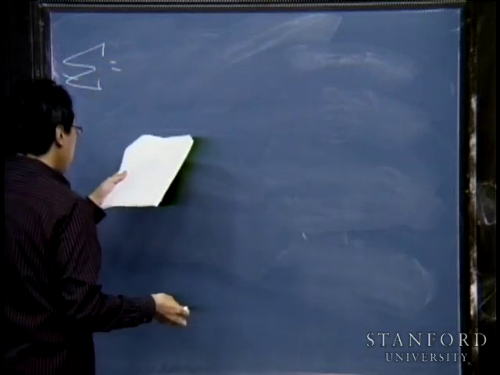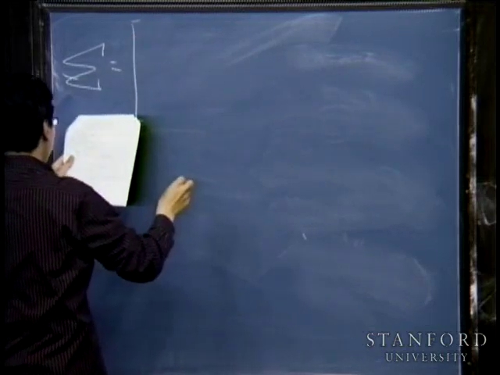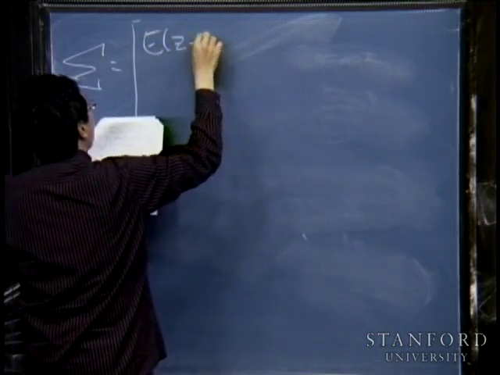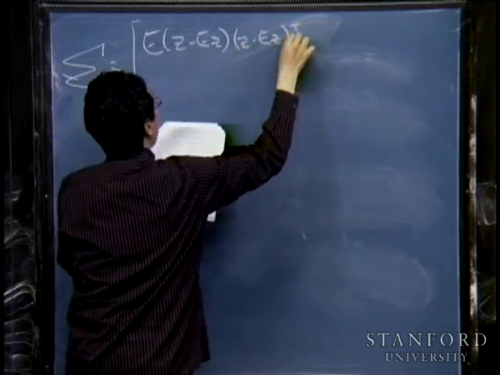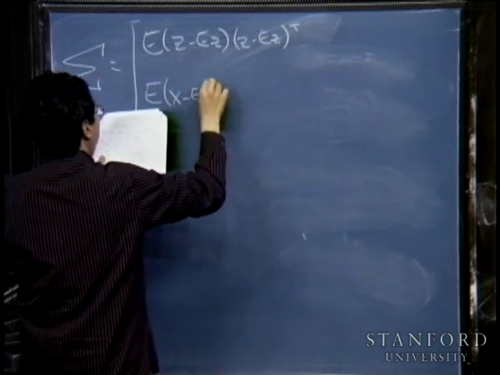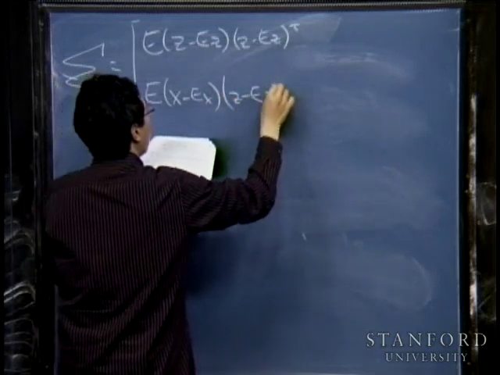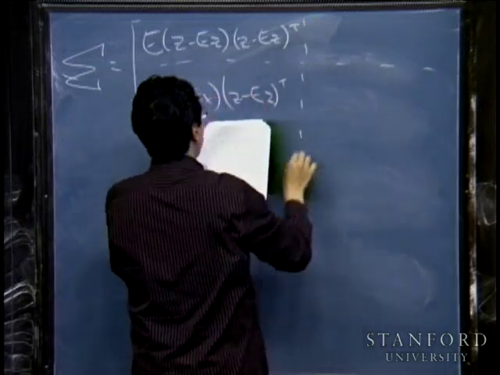So the covariance matrix sigma, if you work out the definition of a partitioned matrix, is this partition matrix.